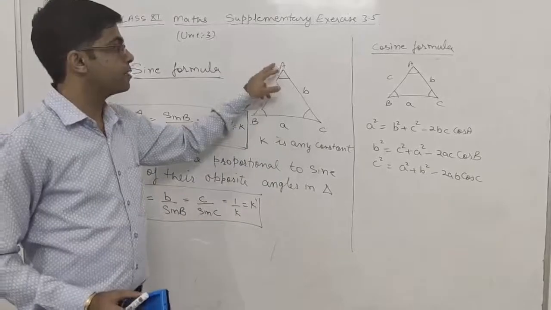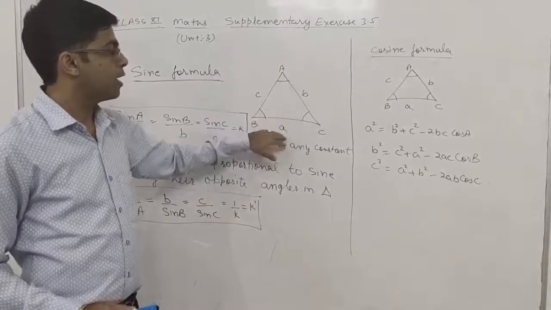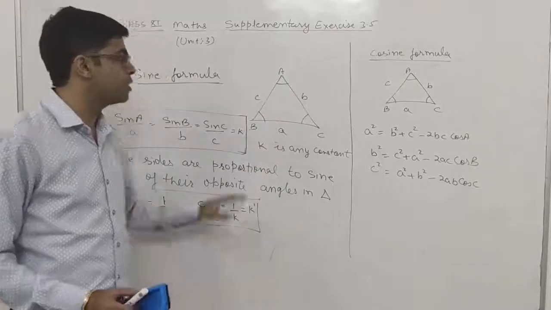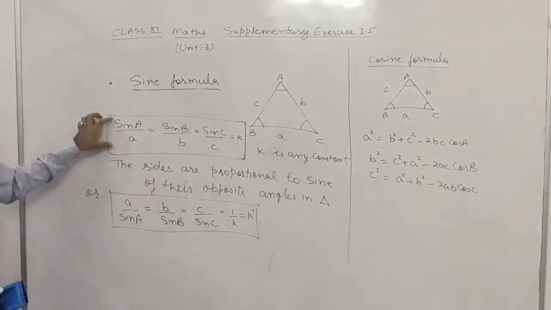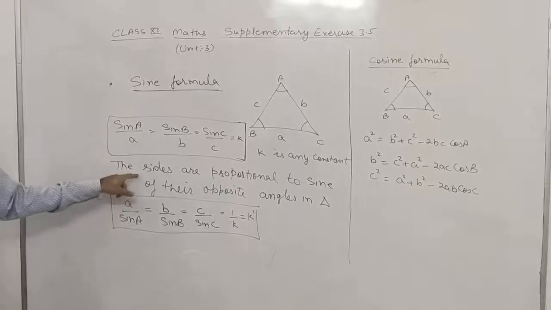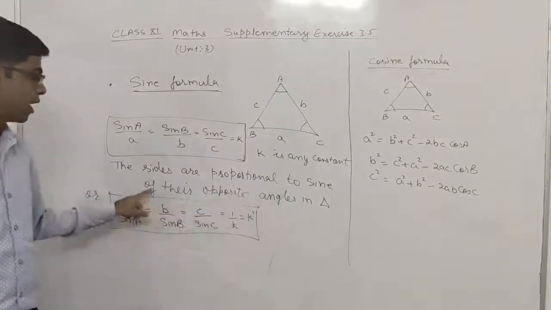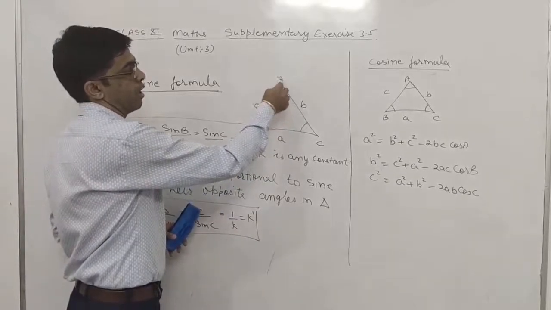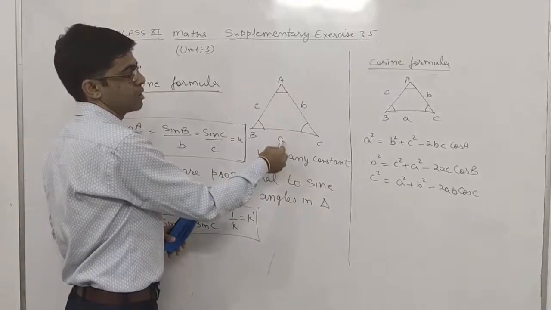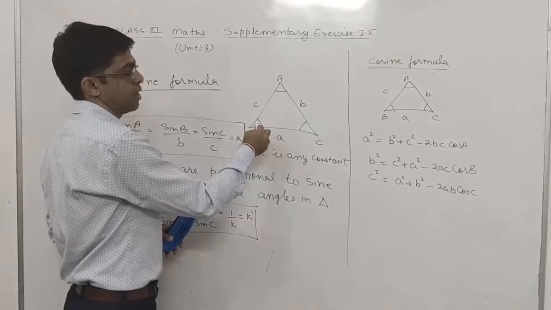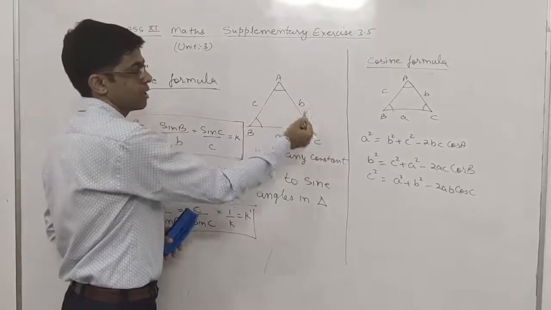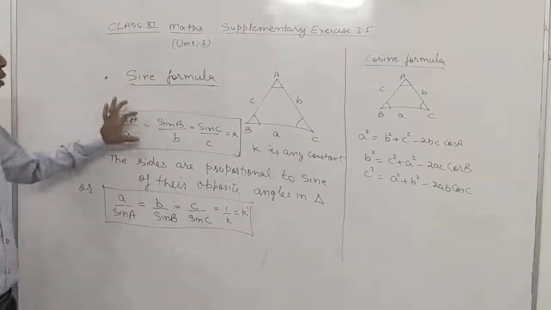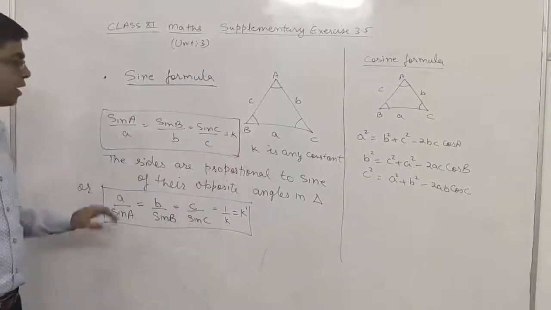Consider the triangle ABC in which opposite to angle A is small a, opposite to angle C is small c, opposite to angle B is small b. These are the sides. So the relation is the sides are proportional to sine of their opposite angles. Sine of A is proportional to this side. Sine of B is proportional to this side. Sine of C is proportional to this side. Means they all are equal to some constant quantity.